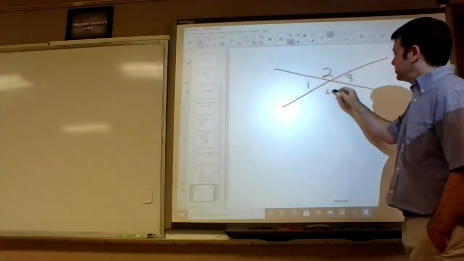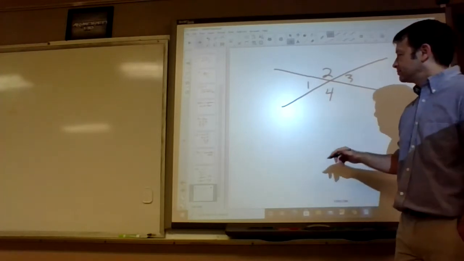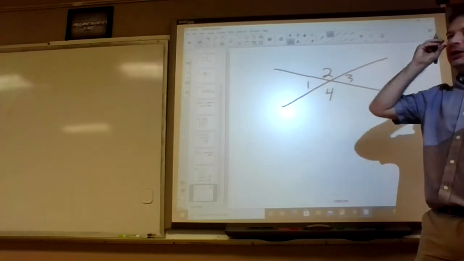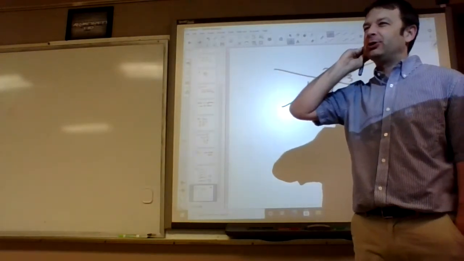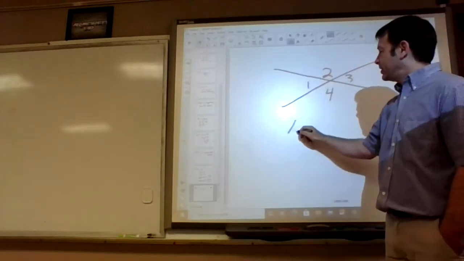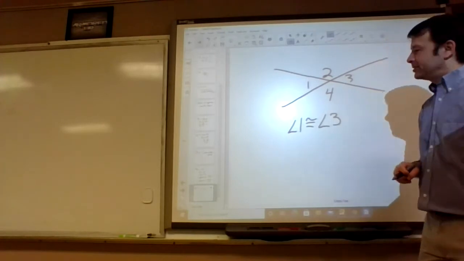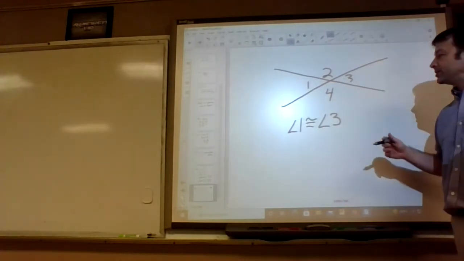Angle 1, 2, 3, 4. What do you think we know about angle 1 and angle 3 in that picture? They look the same, don't they? How about 2 and 4? They're the same. In geometry, we don't say they're the same. What do we say? Congruent. So I could say angle 1 is congruent to angle 3. Now they look the same. Does that mean they're the same? Not necessarily. But there's actually a way I can prove it, and I'm going to do that.